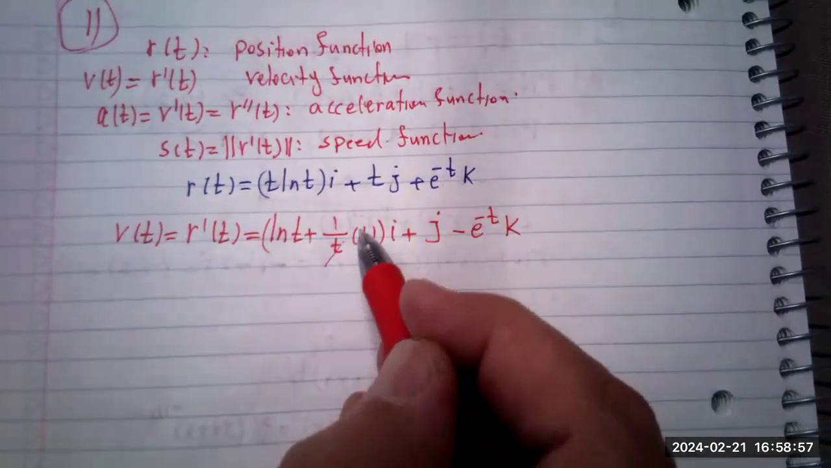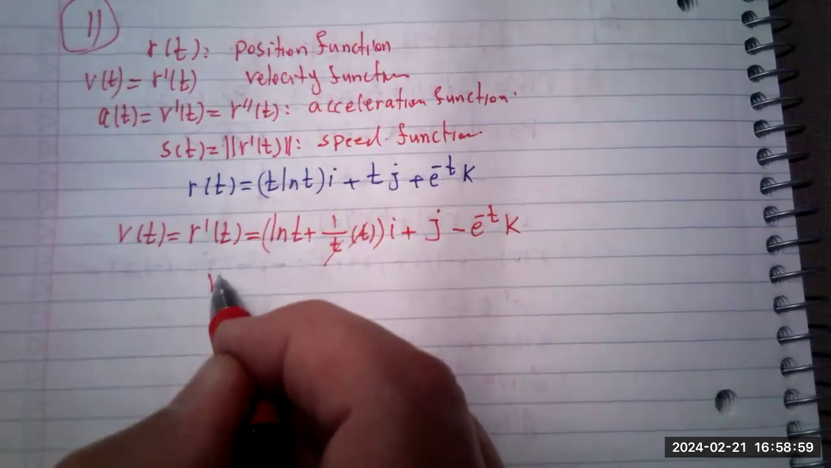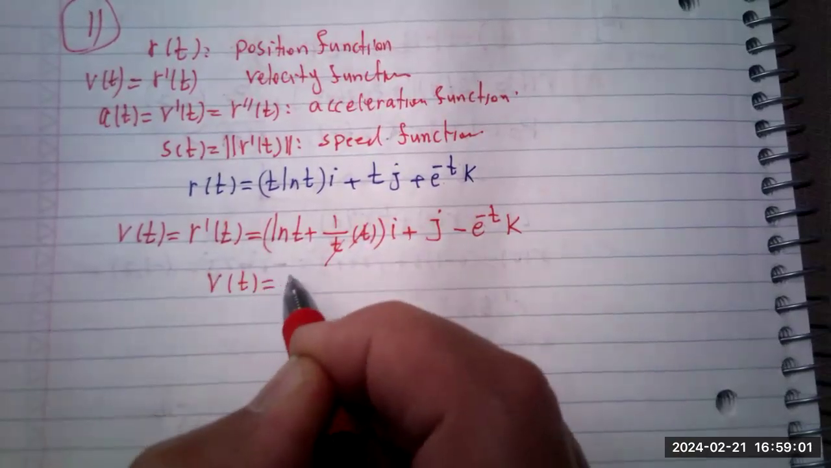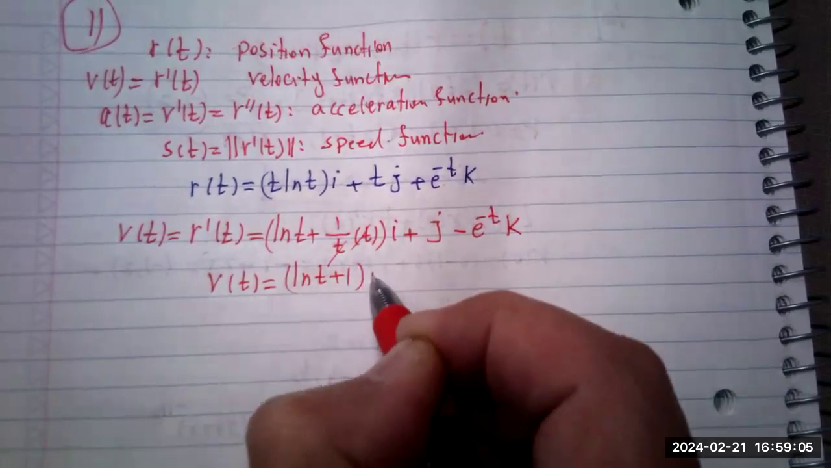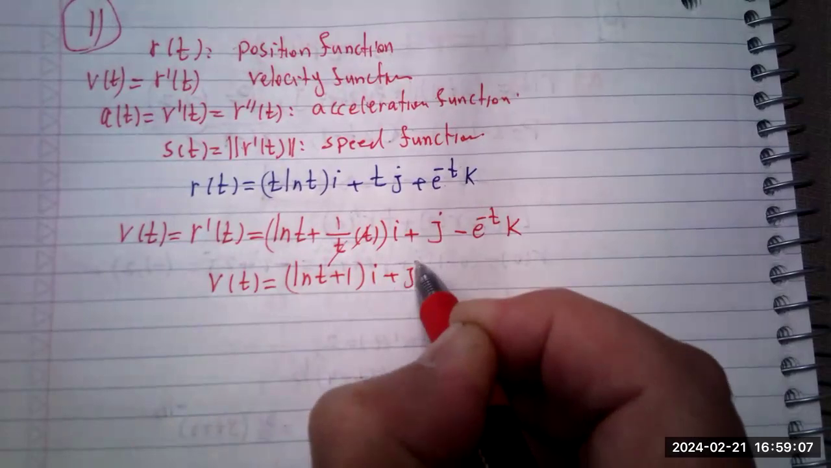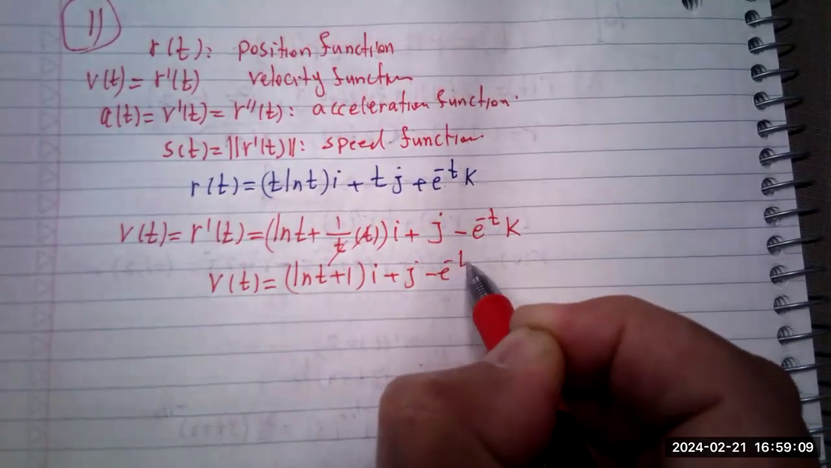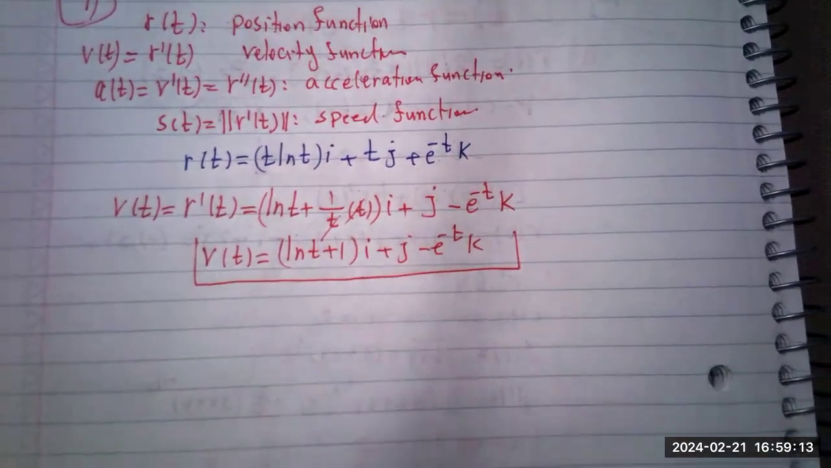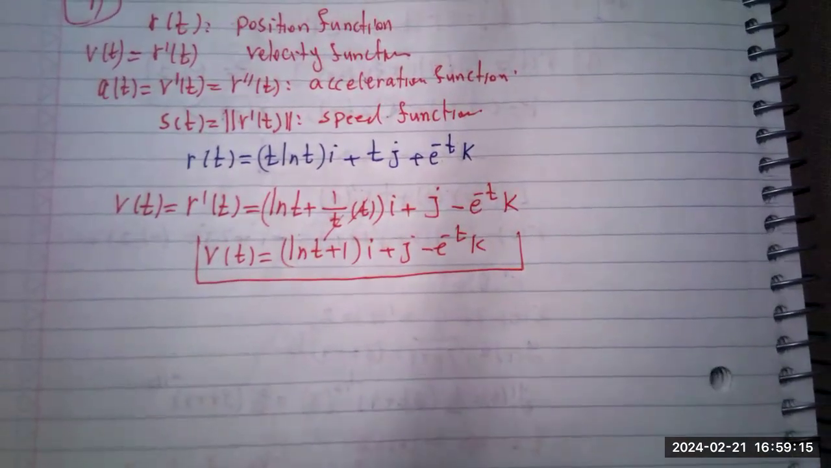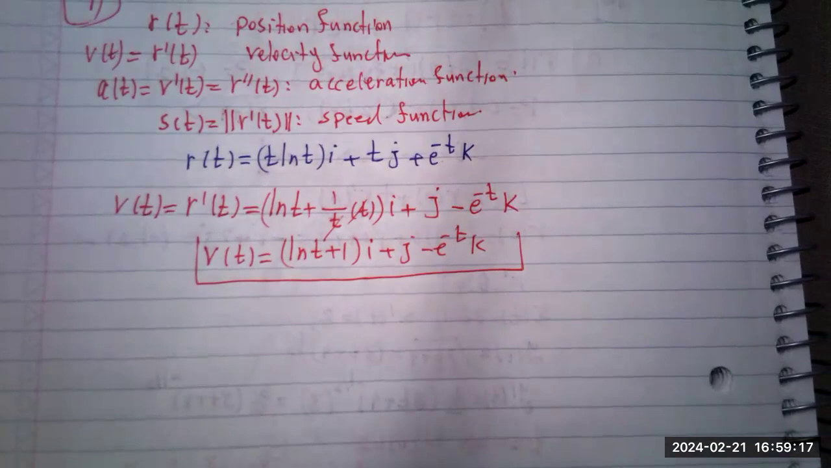Okay, you simplify these together. So the velocity function is going to be (ln t plus 1) i plus j minus e to the negative t k. So this would be the velocity function. They usually ask it for some value of t. In this case, it's general.